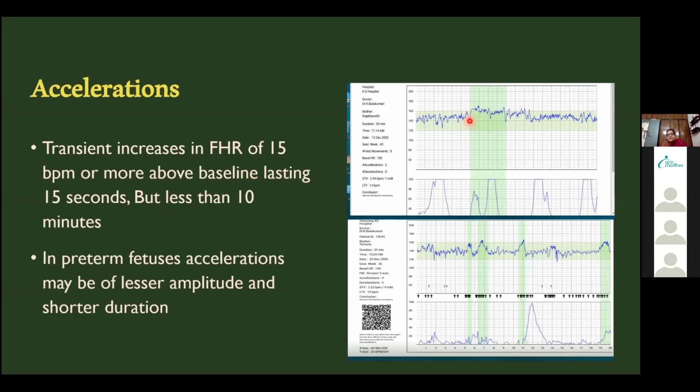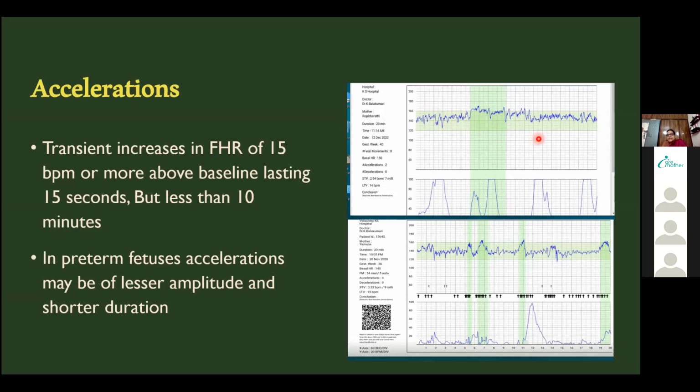Okay. Here the heart rate is going from a basal heart rate of 150. From 150, it is going up to 165 and it is lasting for about 4 minutes. Okay, so this is an acceleration. This will be the basal heart rate and this is an acceleration.